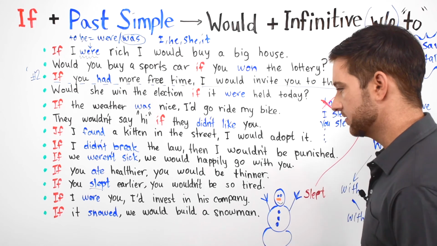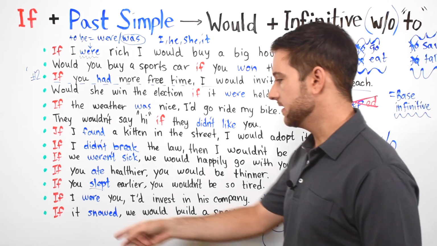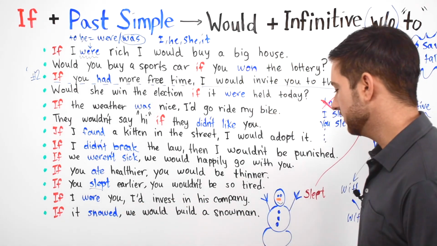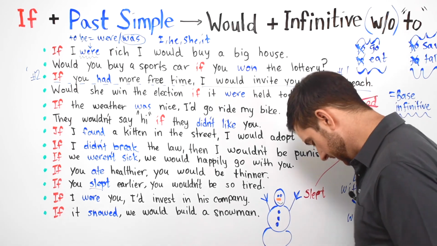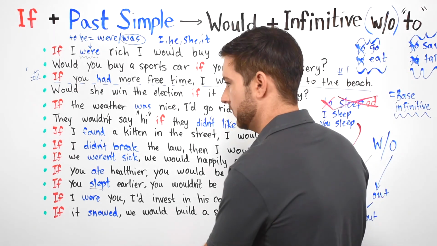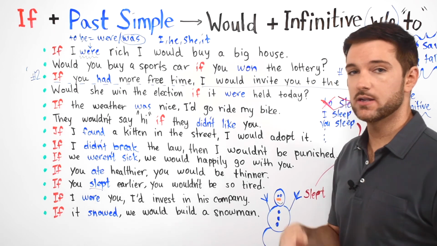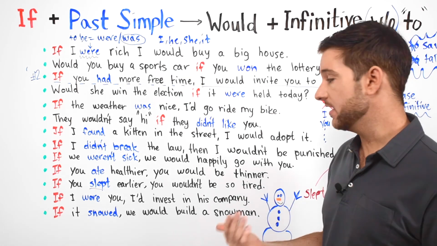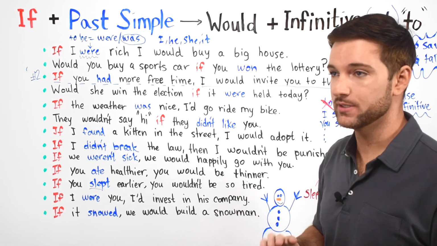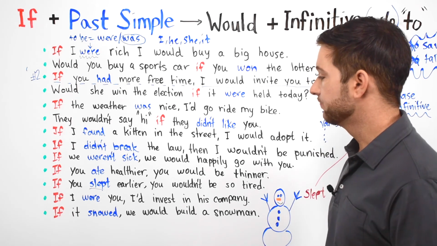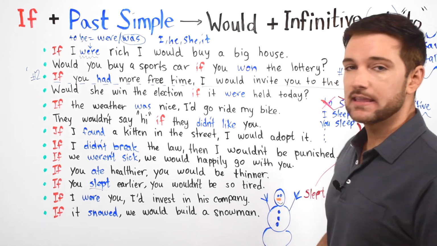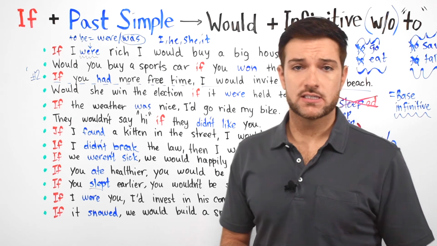That's a snowman, guys. So you're saying hypothetically, if it snowed, we would build a snowman. Okay, but is it snowing? No. Okay, we're talking about hypothetically, if it snowed, then we would build a snowman, but right now it's not snowing. Okay?